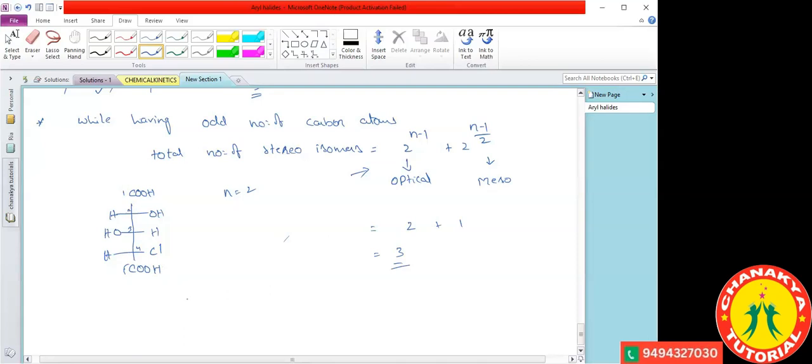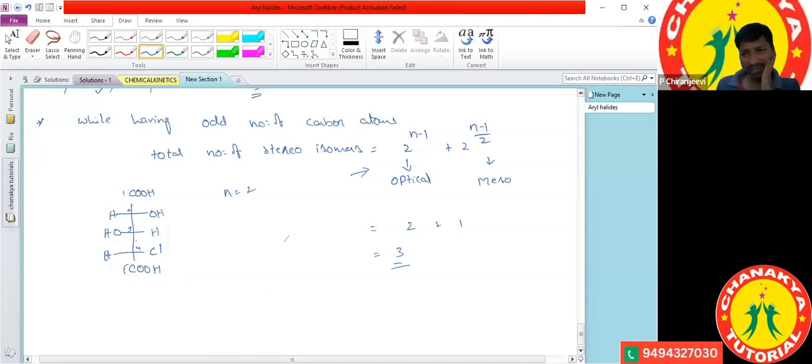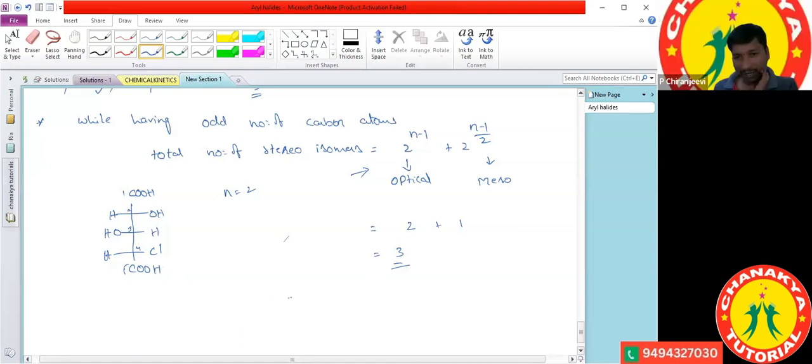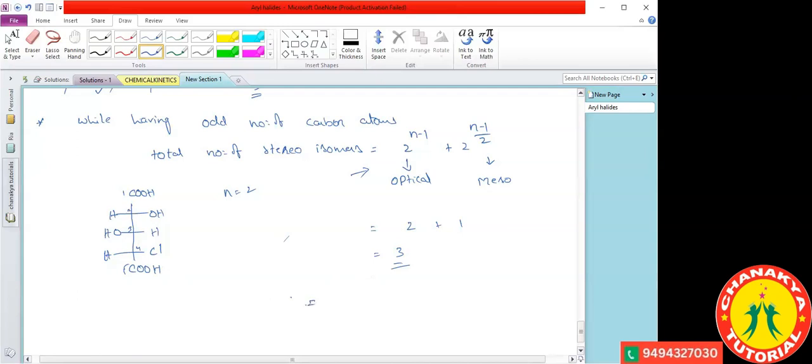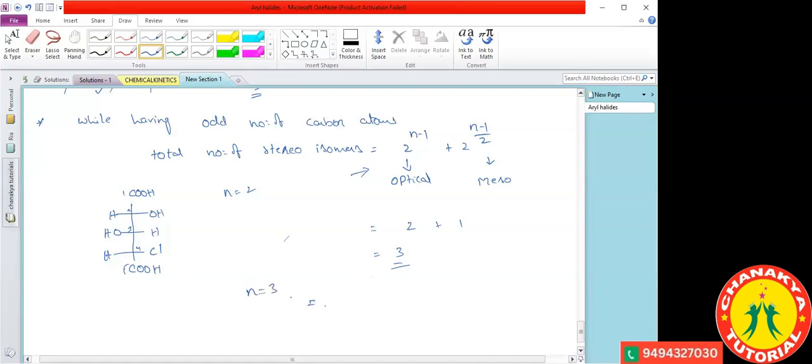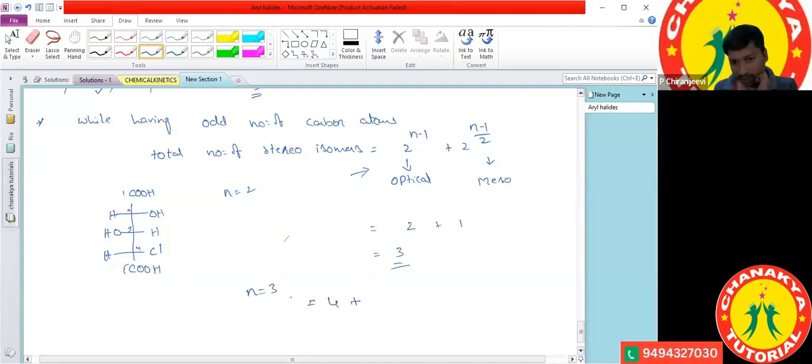Sir, there will be no chiral carbons. No, in this one, 2 only you will get. Sir, optical will be 4. Aditi is giving an answer, so let's complete it, Aditi. Total there are 3 chiral carbons, very good. n value is equal to 3. And optical will be 4. Total 4 optical isomers. Okay. Meso, how many are there?